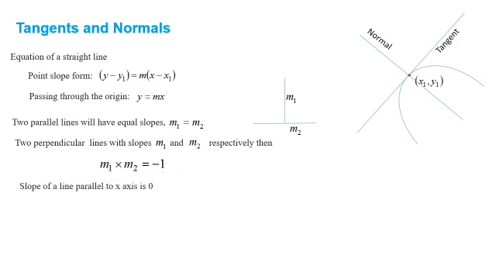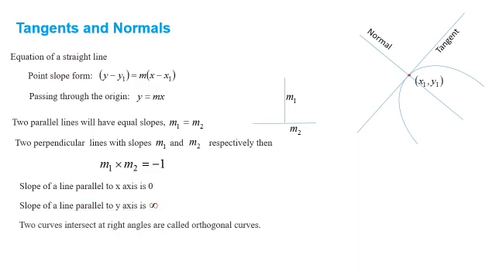The slope of a line parallel to the x-axis is 0. The next point is the slope of a line parallel to the x-axis. If a line is given to us parallel to the x-axis, and you are asked to find the slope, you can write the slope as 0. Then the slope of a line parallel to the y-axis is infinity.